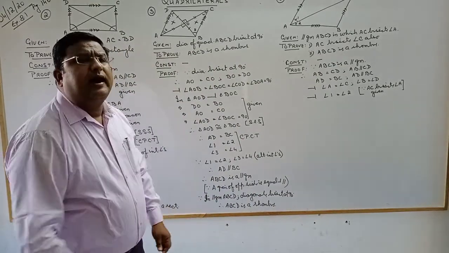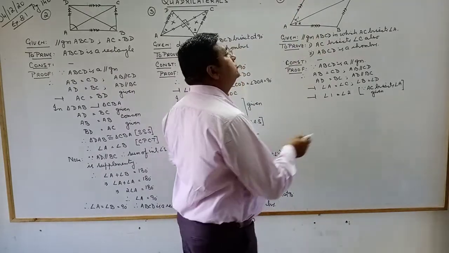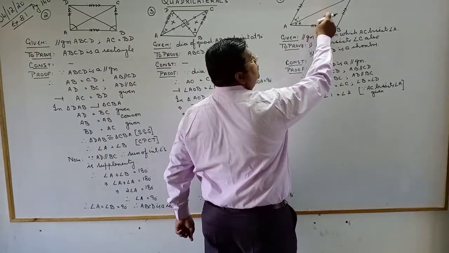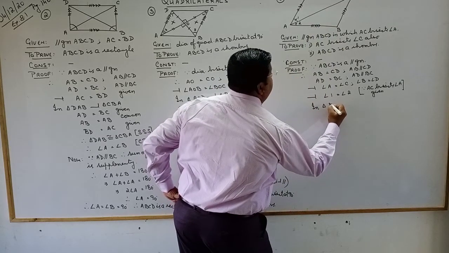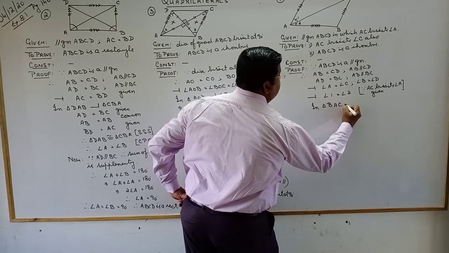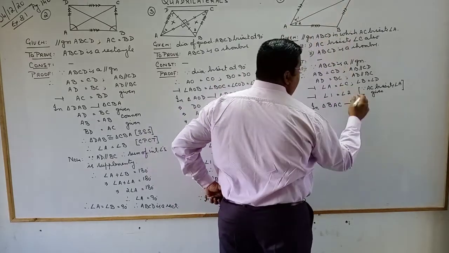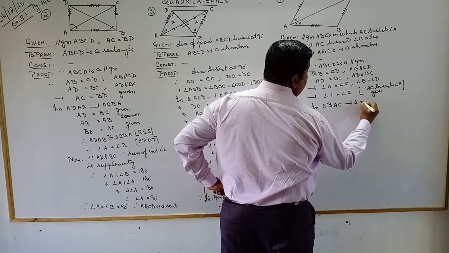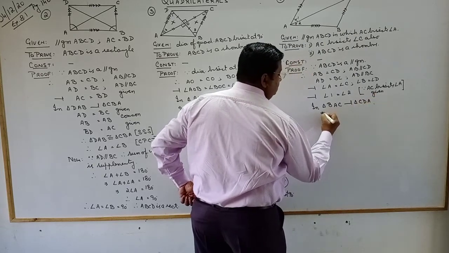Rhombus means adjacent sides are equal. I need to prove that AD is equal to what? AB. So just one after the other. First of all, we will prove these two triangles congruent. In triangle BAC and triangle CDA. Check.